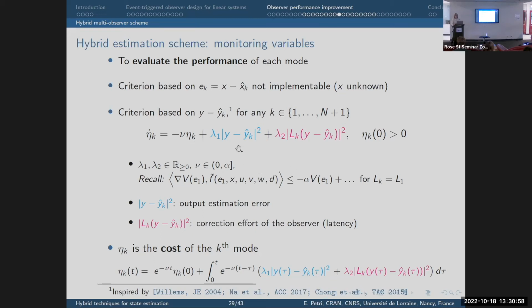And lambda1 and lambda2 are two positive design parameters, while this nu is a positive parameter that has to be selected between 0 and alpha, where I recall that alpha is the decay rate of the Lyapunov function that we have in the input-to-state stability assumption of the nominal observer. And if we solve this differential equation, we obtain this expression at the end of the slide, which shows that these etas represent a cost for the mode.